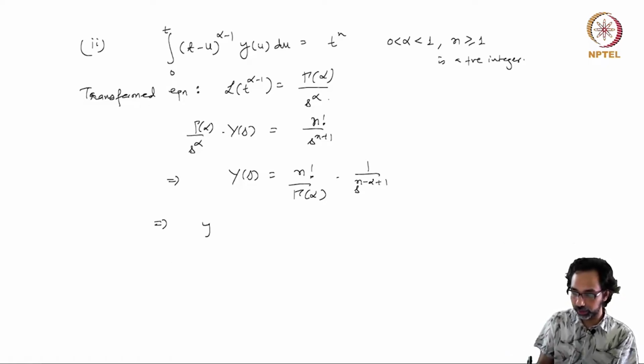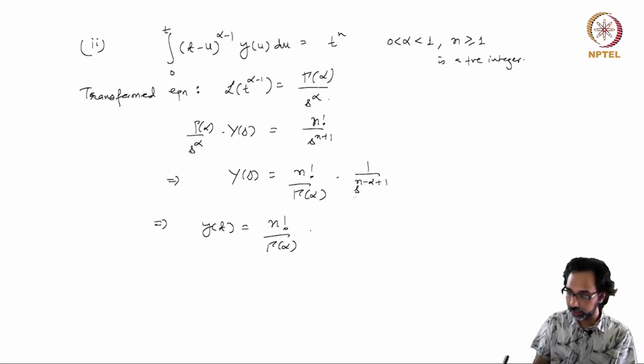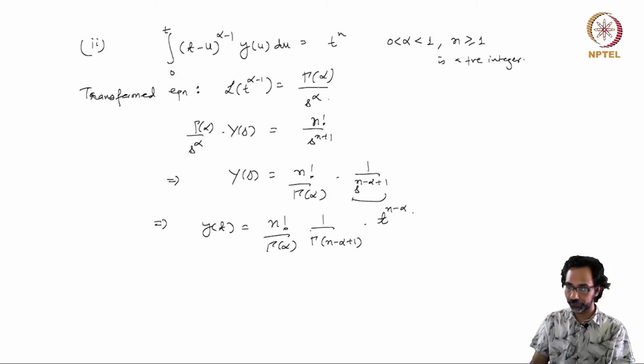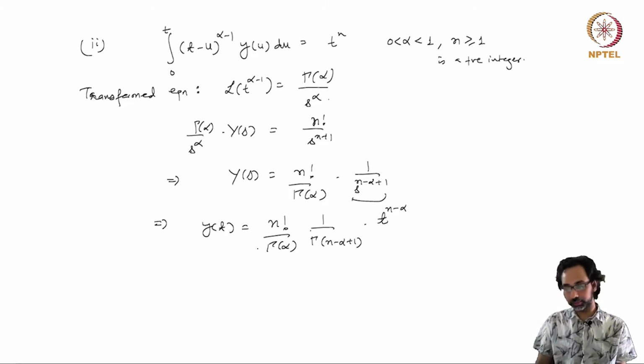So you can invert it quite easily. The inverse Laplace transform for this is 1 over gamma of n minus alpha plus 1, multiplied by t to the power n minus alpha. So now, this is the solution, but you can also simplify it further using some easy properties of the gamma function.